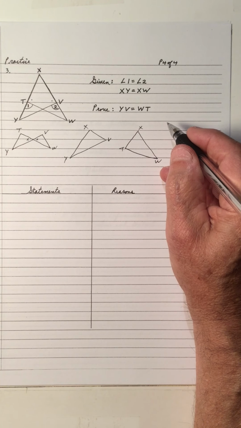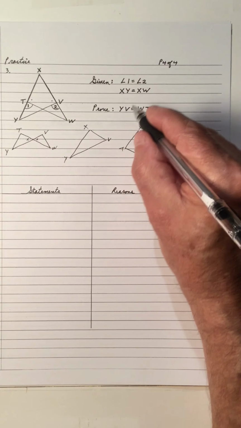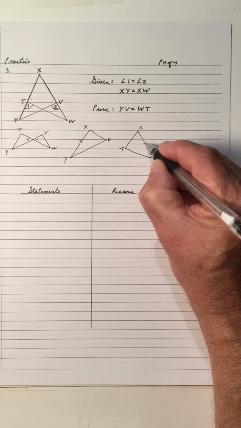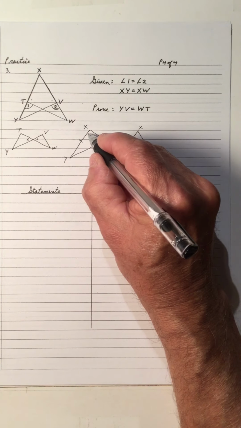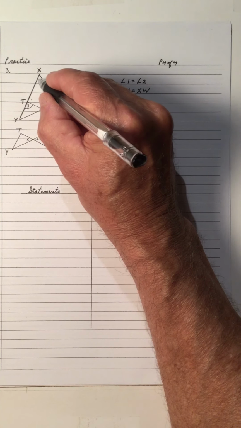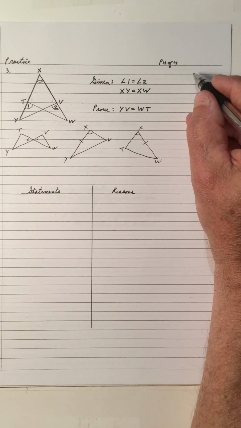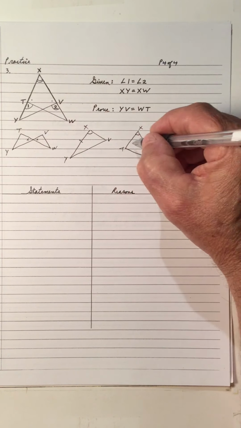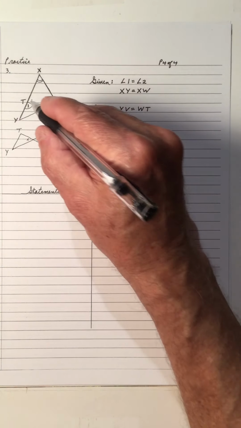Now I've got to get these angles. So I have XY equals XW. Okay. Notice that this angle right here, X, this angle is common to both triangles. First time I've done it with a common angle. Angle X is in both triangles here. But I need another angle.